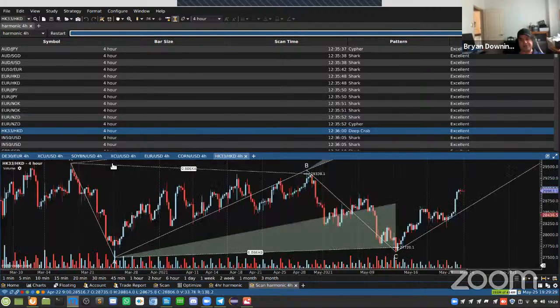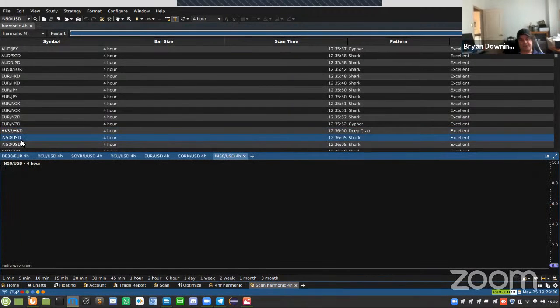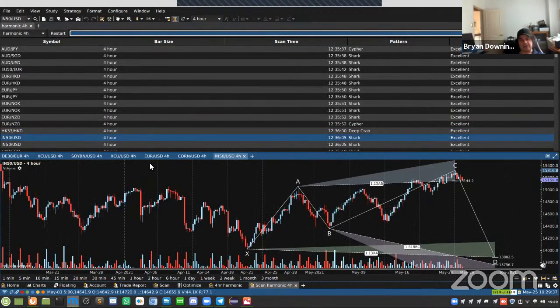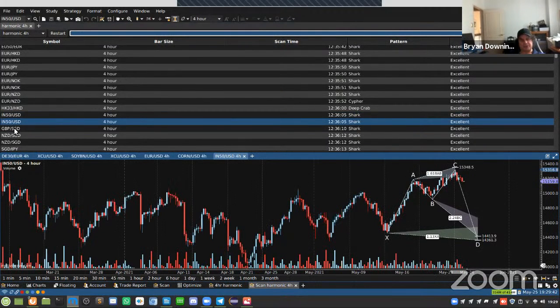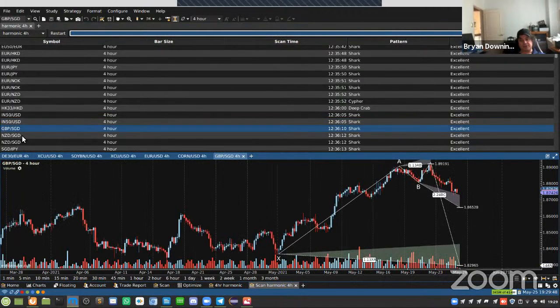Here's the Hong Kong 33. Again, it's got a pretty good long, but it doesn't mean a whole lot when they don't turn out the way that you want. Same with the India 50, with a short there, and another short. I guess that's got to do with the global sickness that's been taking hold for a year and a bit now.